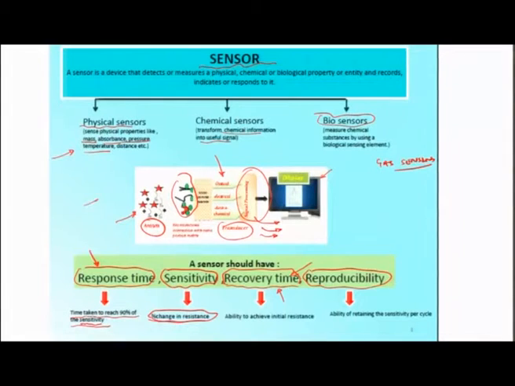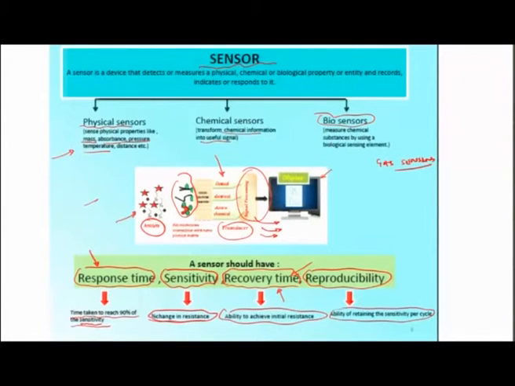Then we have recovery time, which is defined as the ability to achieve the initial resistance. I told you that it is baselining the sensor. If resistance is the property which changes, which transduces, it should come back to the baseline level so that it is ready for the next run. And then reproducibility is the ability to retain the sensitivity per cycle. Whatever lowest possible value you have been measuring should be repeatably measurable, and that is how the robustness of the sensor comes into the picture.